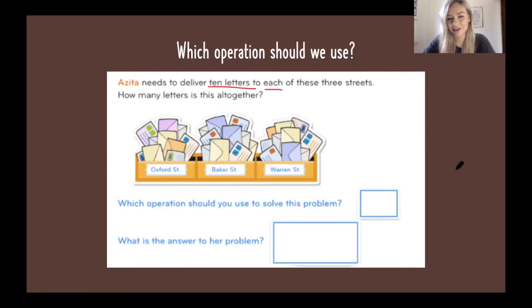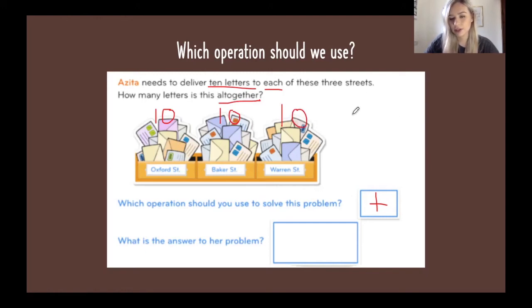Okay, well done for having a go at this. Because we're focusing on addition and subtraction today, the operation you should have used is addition. We know that Azita needs to deliver 10 letters to each of these streets. I'm going to put 10 just to remind me on each of these. Now what I'm going to be doing is working out how many she's delivered altogether, her total amount of deliveries.